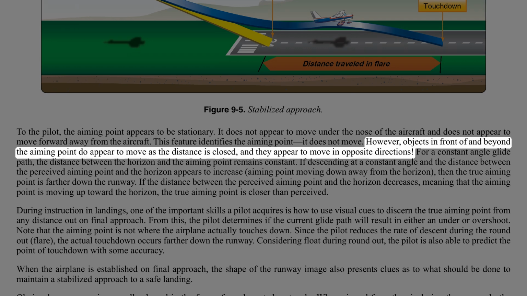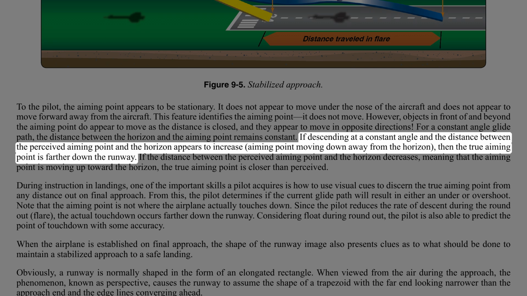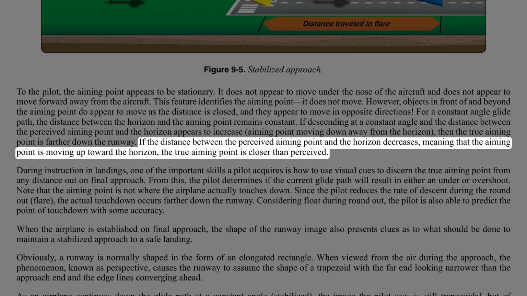It does not move. However, objects in front of and beyond the aiming point do appear to move as the distance is closed, and they appear to move in opposite directions. For a constant angle glide path, the distance between the horizon and the aiming point remains constant. If descending at a constant angle and the distance between the perceived aiming point and the horizon appears to increase, aiming point moving down away from the horizon, then the true aiming point is farther down the runway. If the distance between the perceived aiming point and the horizon decreases, meaning that the aiming point is moving up toward the horizon, the true aiming point is closer than perceived.